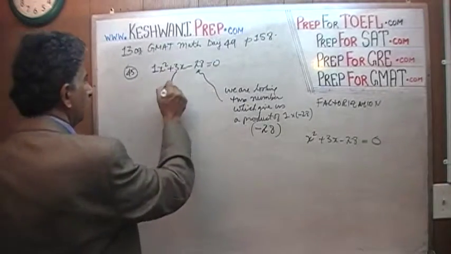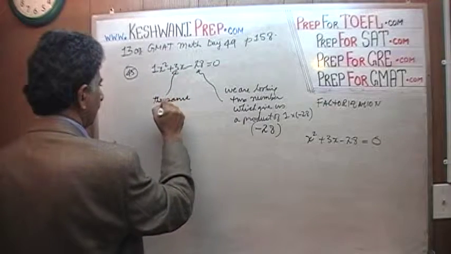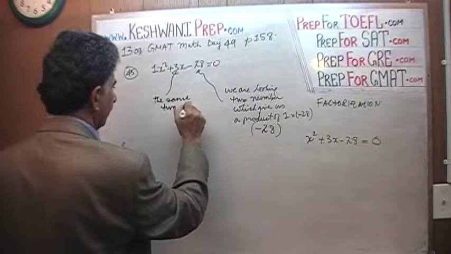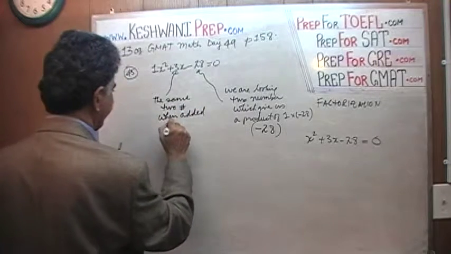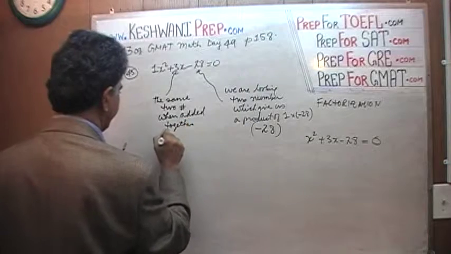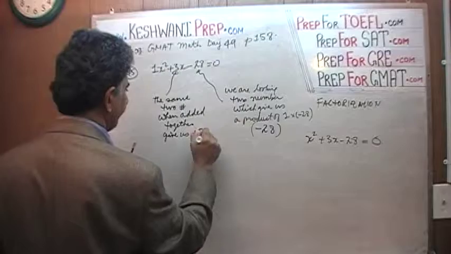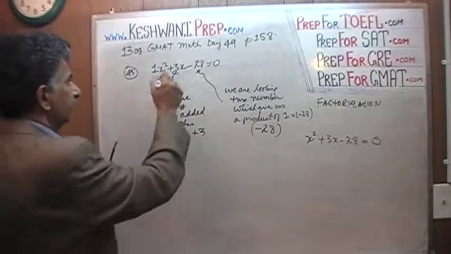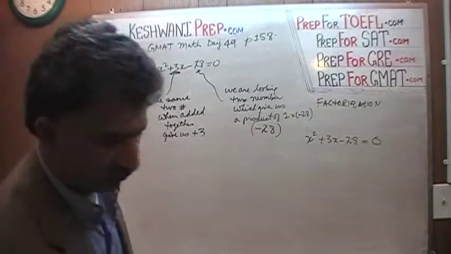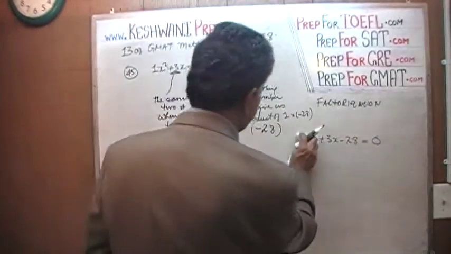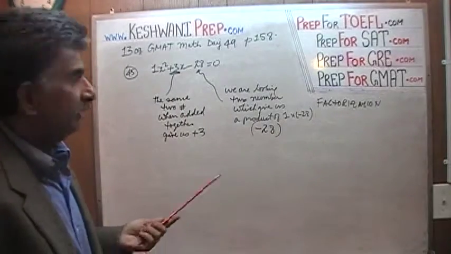And the same two numbers, when added together, give us a positive 3. A positive 3 right here. This guy right here. So let's think of those two such numbers. It's not that complicated. It's very simple. Because of the fact that it's 28, there are not too many possibilities.